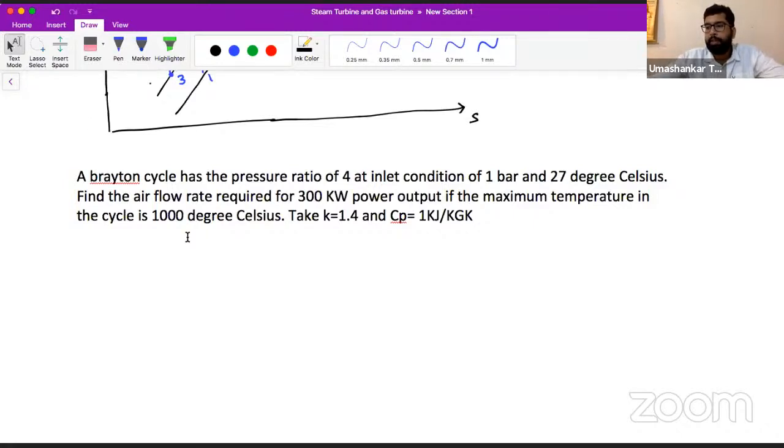Live students, can you give me the answer to this question, please?